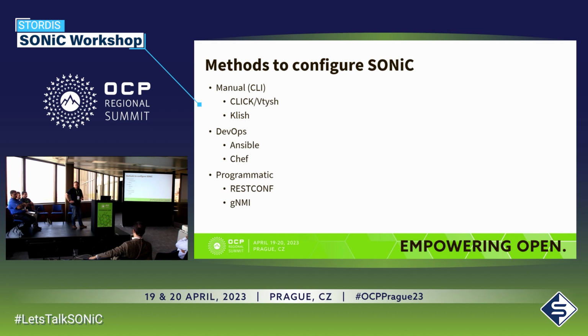So when we have provisioned the switch, maybe with the help of ZTP, we will have to manage it from day two on. We have the manual options here with the Click and VTYSH CLIs or the KLISH CLI. We have DevOps-related methods that are supported: Ansible and Chef support is there. You could maybe also implement support for other options. And we have some programmatic interfaces like REST or gNMI that you can use, depending on what your automation framework suggests.